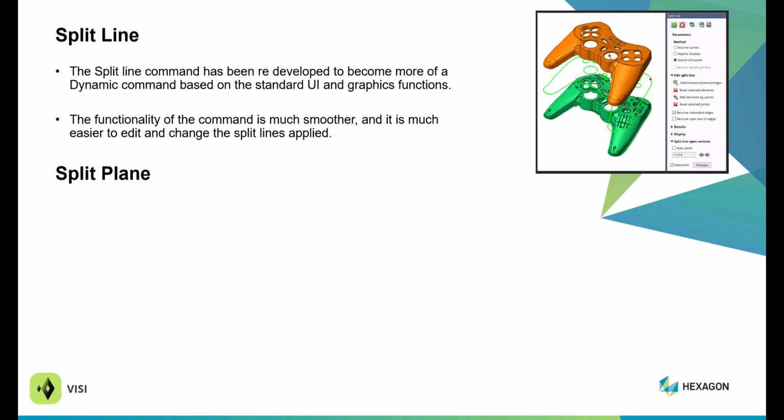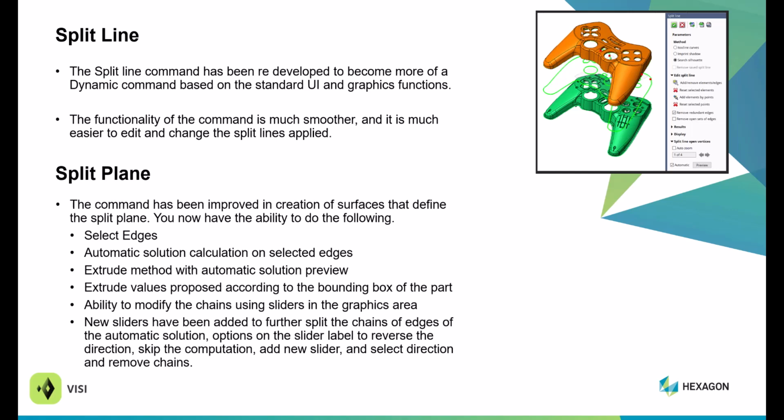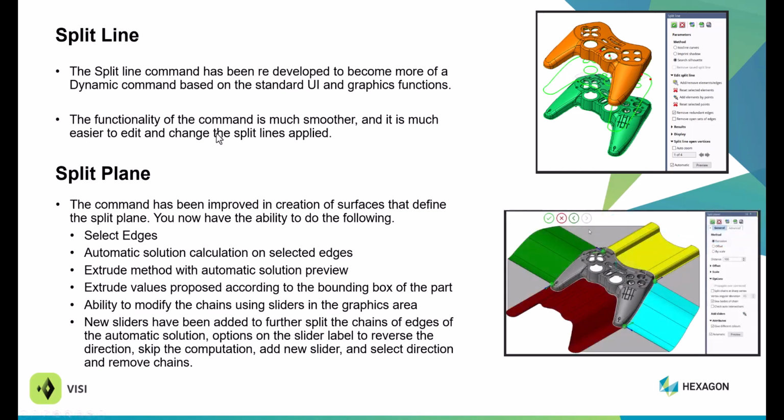The same thing is true with the split plane command. You have several different enhancement options within this, such as being able to select edges. In previous versions, you were only able to pick wireframe. You have an automatic solution calculator, and you have some options to extend the method for the automatic solution, extrude values for the part within a bounding box, and you have the ability to modify the chain after this selection has been done. There's a new slider option as well to be able to pick a chain of edges for the automatic solution. So we're going to be playing a video just to show you some of these options here.